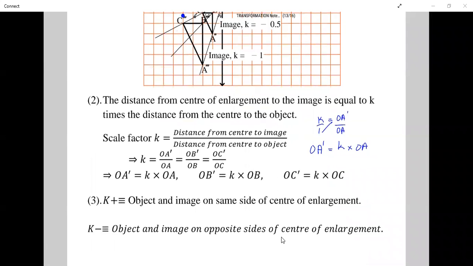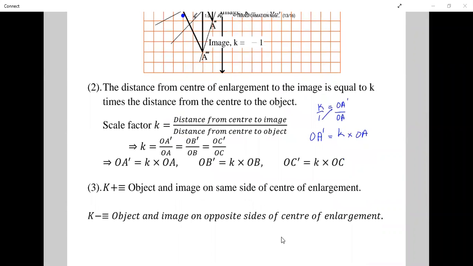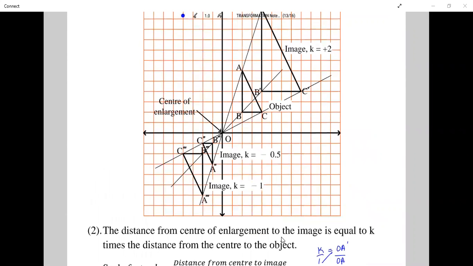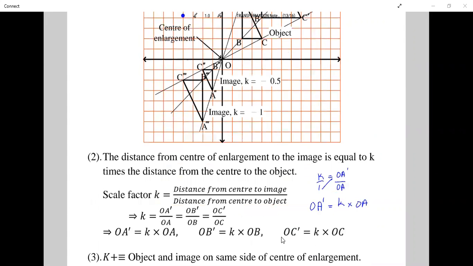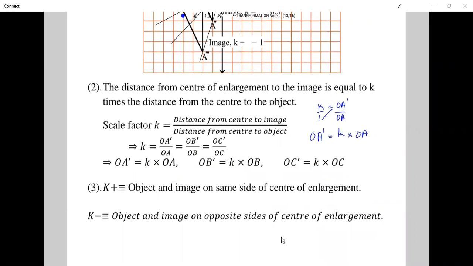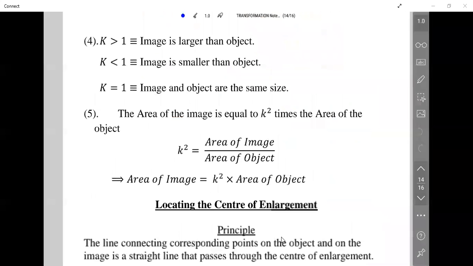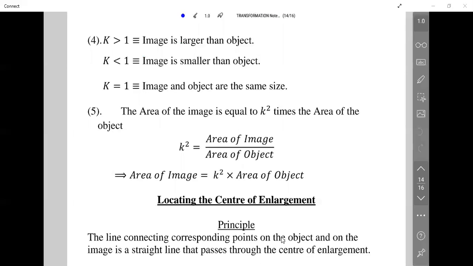Other observations. If k is positive, the object and image are on the same side of the center of enlargement. So when k was positive 2, the object and the image were on the same side of the center of enlargement. When k is negative, the object and image are on opposite sides of the center of enlargement. What else? If k is greater than 1, the image is larger than the object. If k is less than 1, the image is smaller than the object. If k is equal to 1, the image and the object are the same size.